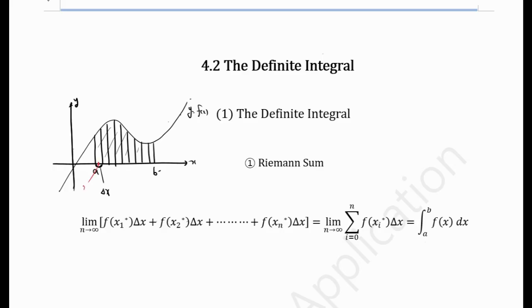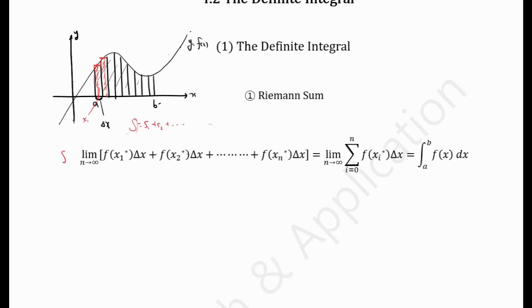This is x1 and x2, and the function value at sample point xi is the height of the sub-rectangle. So this is the height, and this is the area. If the sample point is this, and the area is this, the total sum is S1 plus S2 plus etc. We have already discussed this in the previous section.